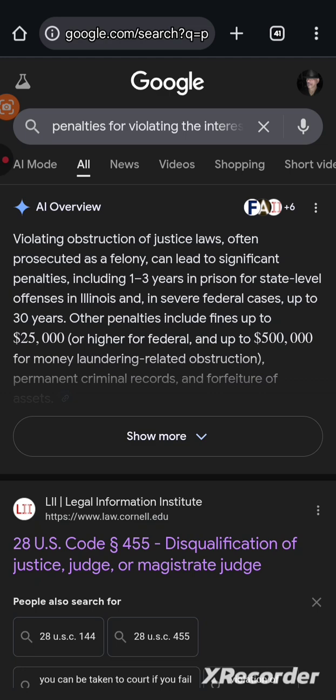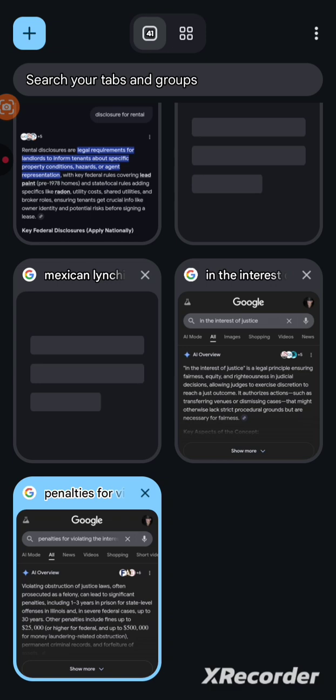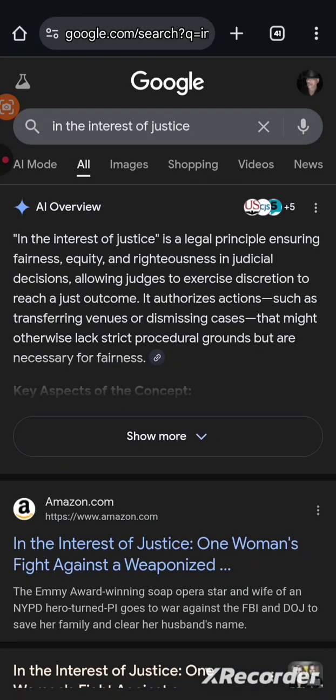Okay, so remember, this is part of the oath. When they took the oath, they took the oath to do what's in the interest of justice. That's part of the oath. That's what all my videos are telling you, what's required of the oath. And this is one of the requirements of the oath, doing what's in the interest of justice.